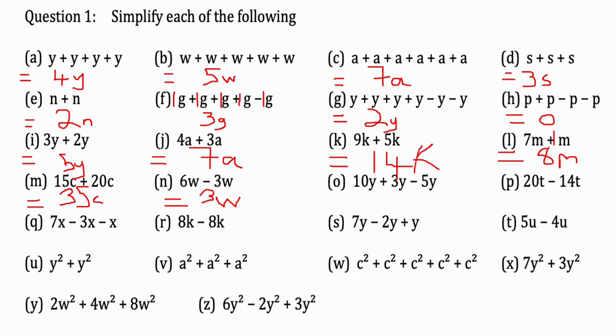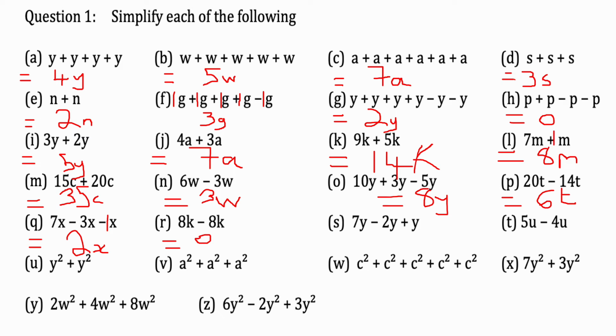Part O, 10y plus 3y is 13y, take away 5y goes to 8y. Part P, 20t take away 14t goes to 6t. Part Q, 7x take away 3x is 4x, take away another x goes to 2x. Remember, if you're ever unsure, if you're taking away a letter, you are taking away one lot of that letter. 8k minus 8k goes to 0.